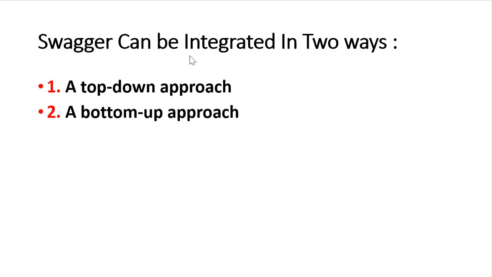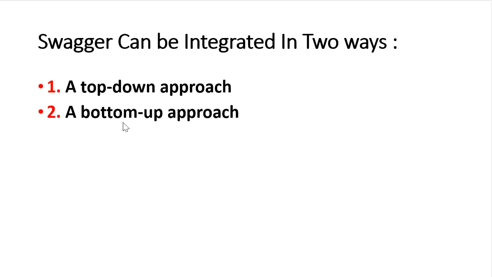Swagger can be integrated in two ways. Today in this video we will follow the top down approach, and the second one is the bottom up approach. So what is the meaning of top down approach? In top down approach, we first create the API specification in one YAML file, and inside this YAML file we will define all our API specification. What will be our header, request, response, everything we will define inside one YAML file. And after that we will generate the code. So this is the top down approach.